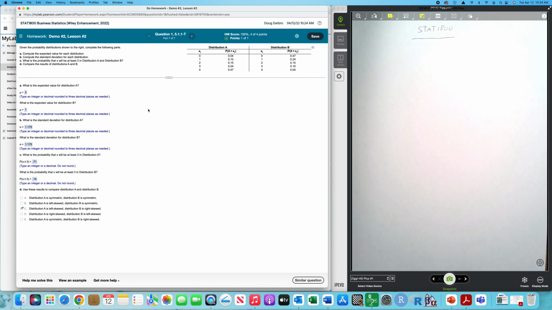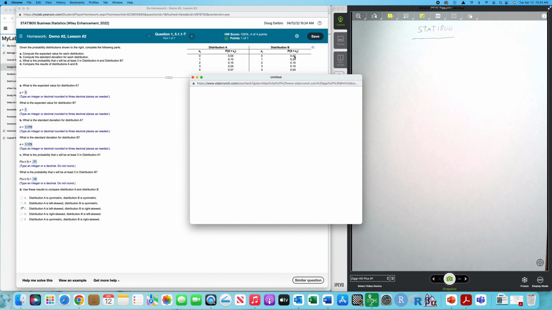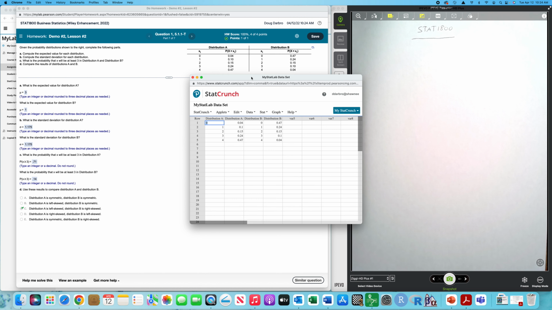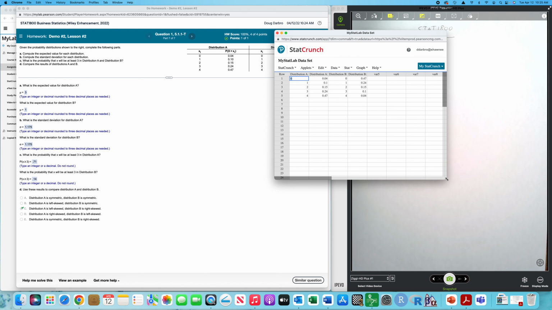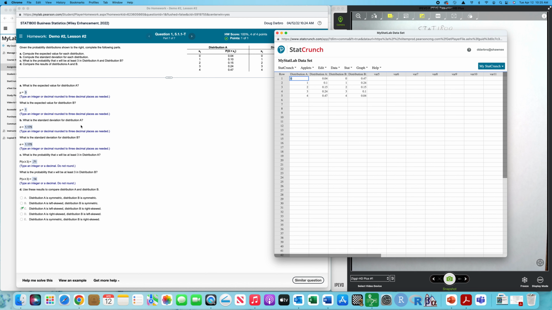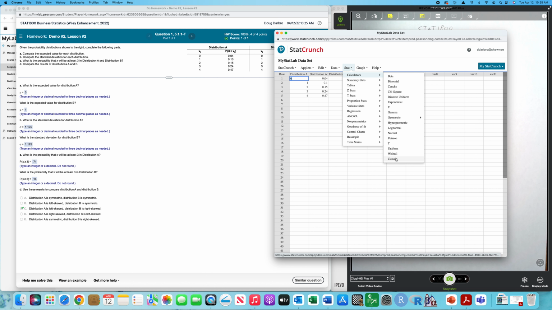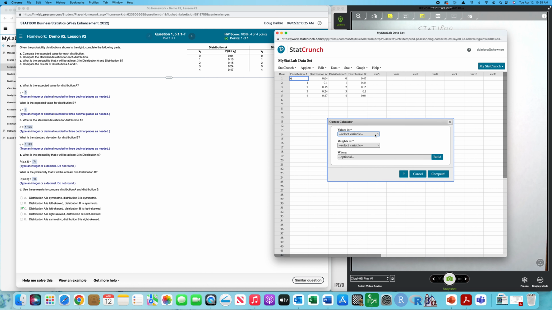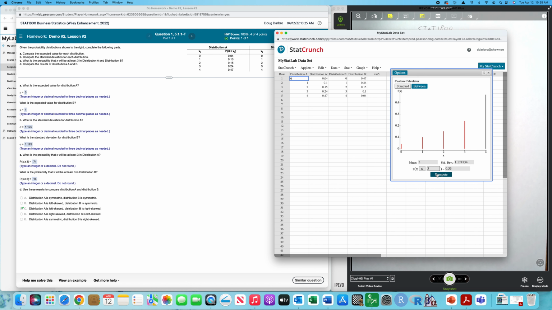I want to pull up the data, open in StatCrunch, because it's much easier and more efficient. I demonstrated this in a previous video, but if I want to find the mean and the standard deviation, the easiest way to do that is to go to Stat, go to Calculator, and come down to Custom. So let's focus right now on distribution A. The weights are in the probability of the distribution of A, and let's hit Compute.